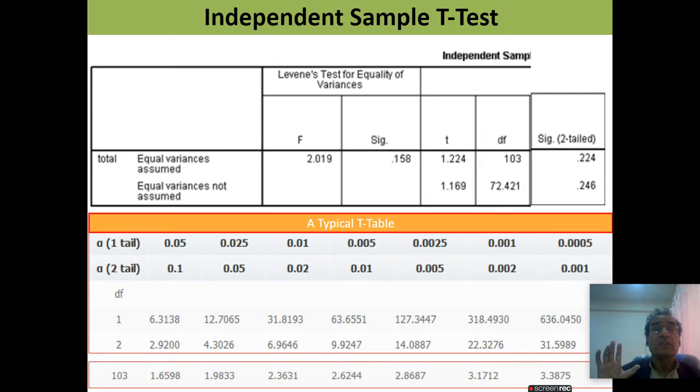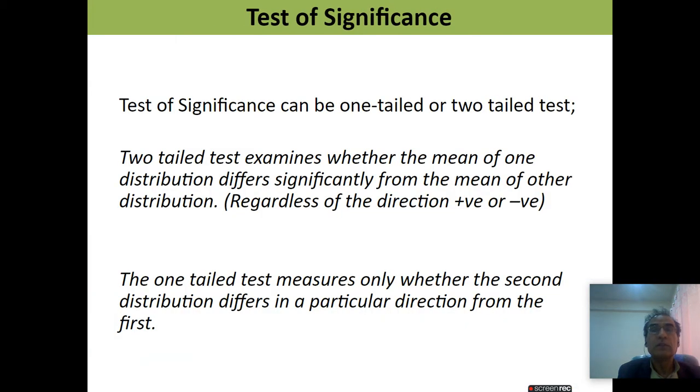Now, what's the output of the independent t-test? In the output of the independent t-test, we see the Levene's test for equality of variances, and we will also see the difference. So to summarize, what is the test of significance? The test of significance can be a one-tail or two-tail test. Now, one may ask, what's the difference between a one-tail test and a two-tail test? So this definition has been given.